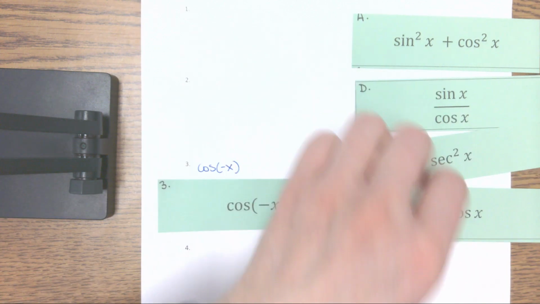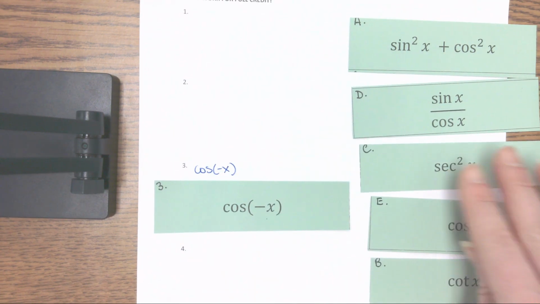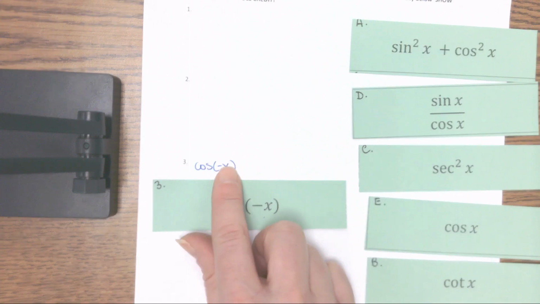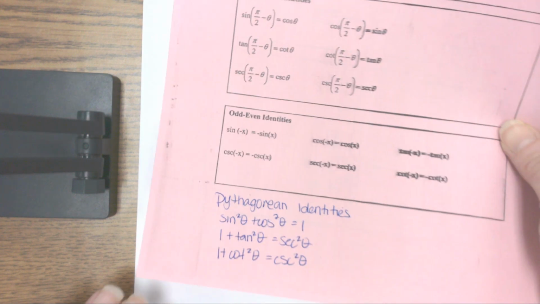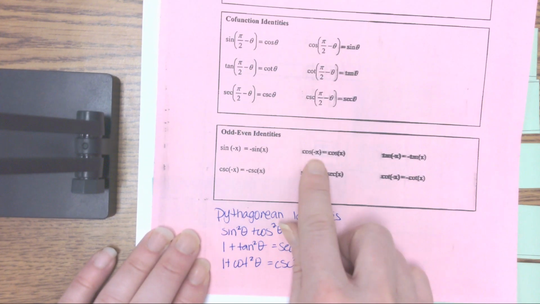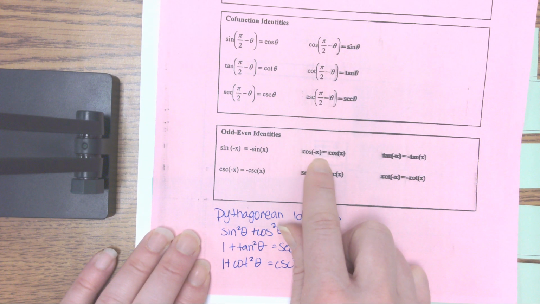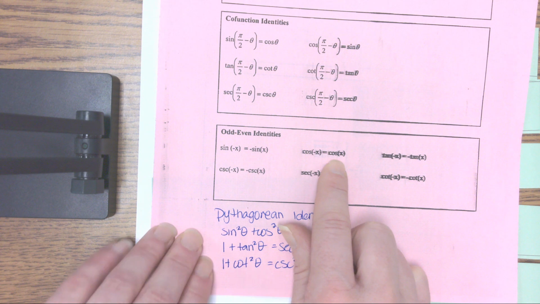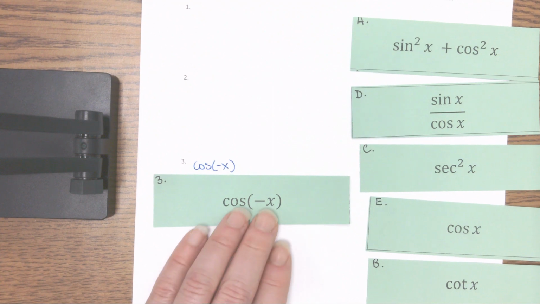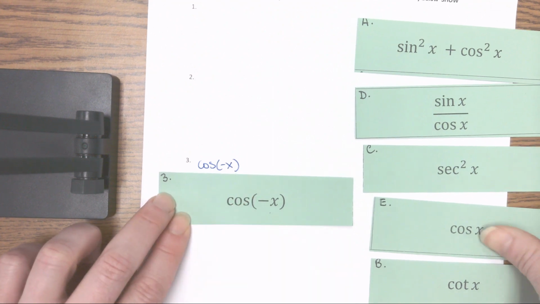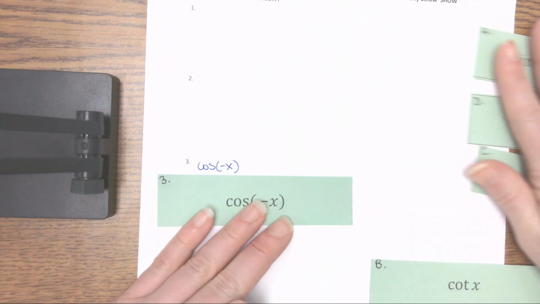And I'm also using my trig identity sheet to try to figure out what that is equal to. Looking at my trig identity sheet, I noticed that this is an odd-even identity, and that the cosine of negative x equals cosine of x. So I'm going to look and see if that was one of my cards, and it was. So number 3, cosine of negative x, would match with letter E.